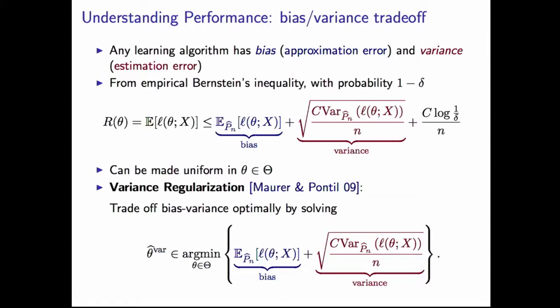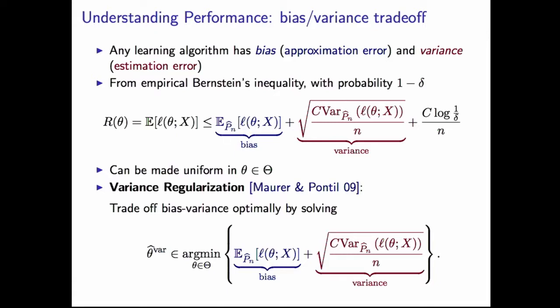So this is exactly what Maurer and Pontil suggested a few years back. And this is what we're going to call variance regularization. And the nice thing about this procedure is that you're optimally trading off between bias and variance. And by virtue of doing so, you're optimizing a 1/n approximation to the population objective, which is a tighter approximation than the usual ERM, which only minimizes the first bias term.